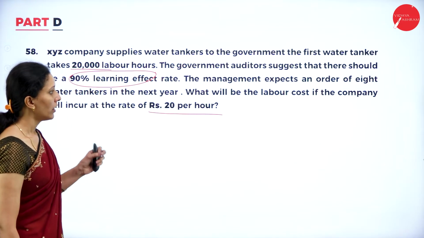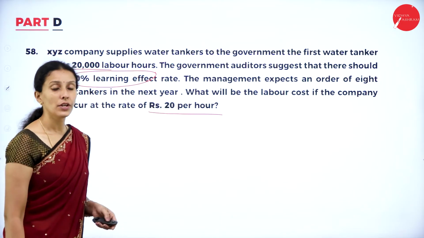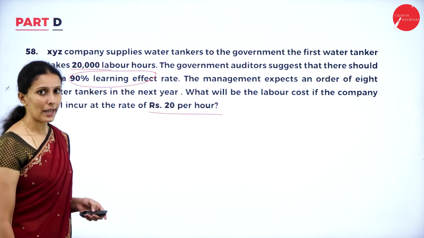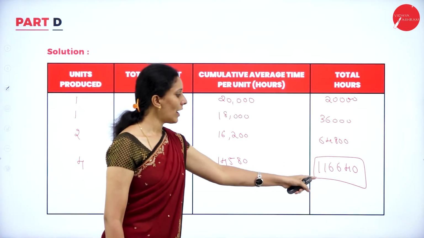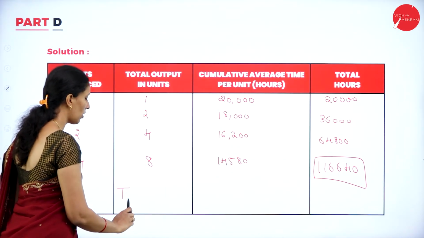Now we have to find the cost. For per hour, the cost is 20 rupees. Now the total labor hours here is 1,16,640. So therefore we can write the total cost.